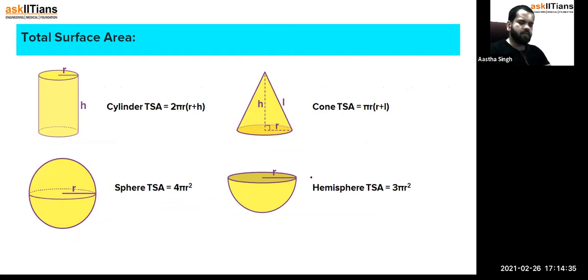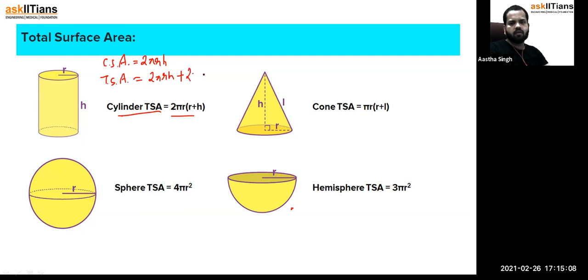The same for the total surface area of a cylinder. I think we have already discussed it. The total surface area of the cylinder is 2 pi R (R plus H). Why? Because the CSA of the cylinder is 2 pi R H. In the total surface area, just add the two bases, meaning the top one and the bottom one. The top one and bottom one are both circular, hence 2 pi R square will be added. We have taken 2 pi R common, and R plus H. Okay.